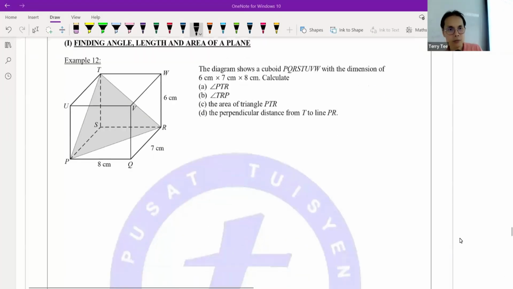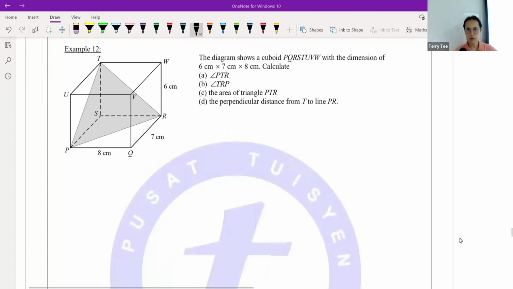Today, we'll be covering Chapter 9.4, Application of Sine rule, cosine rule, and the area of triangle. Let's get started. Guys, three-dimensional problem, example number 12. First of all, you're given a cuboid with a dimension of 8, 6, 7. You're finding angle PTR. Before you find angle PTR, we need to find the length of PR.